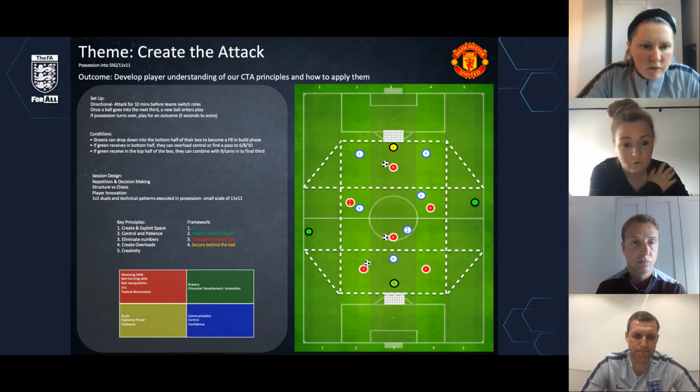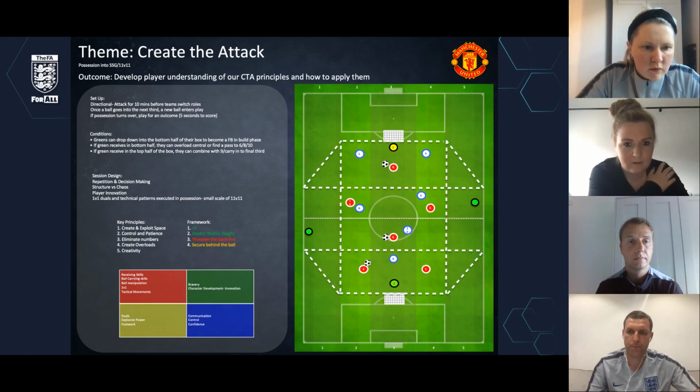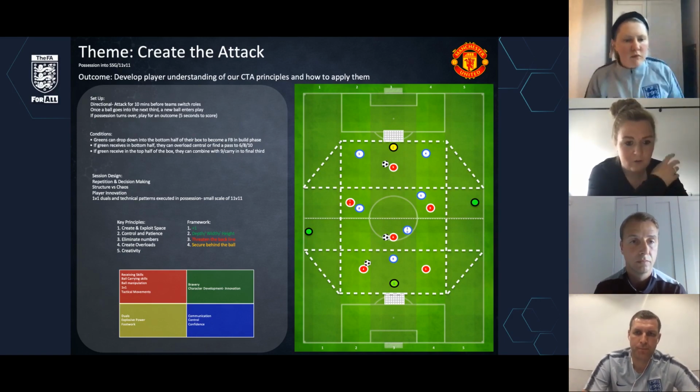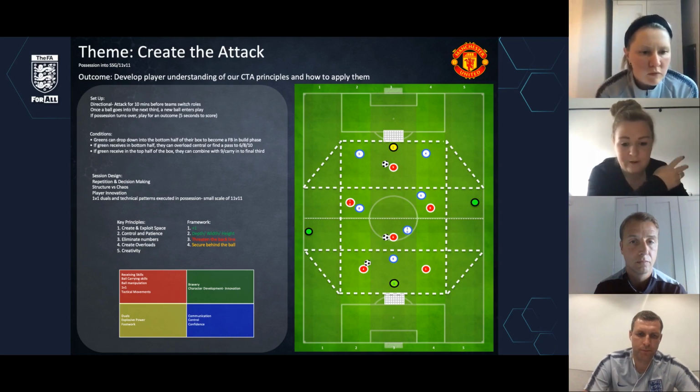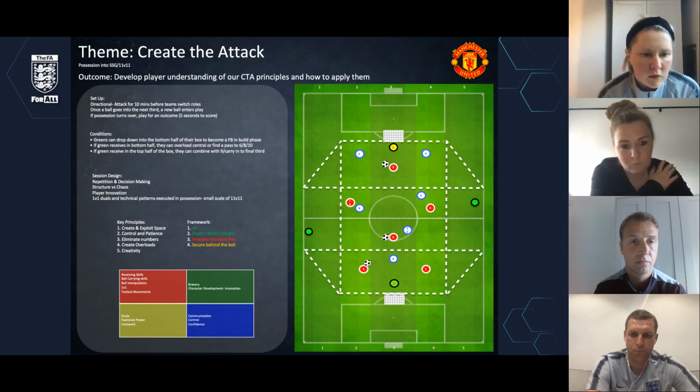If they do, they can drive into the attacking box, create a 2v2, or they can combine off the 9. Okay, if the 9 comes short, can the 8 or 10 go beyond and replace the high? So they're not locked into areas. There's complete freedom in terms of where they go.